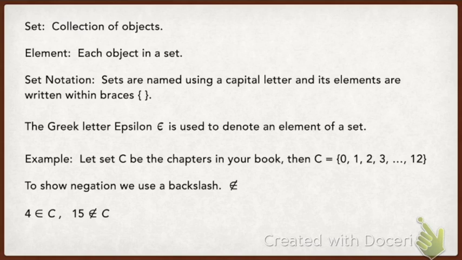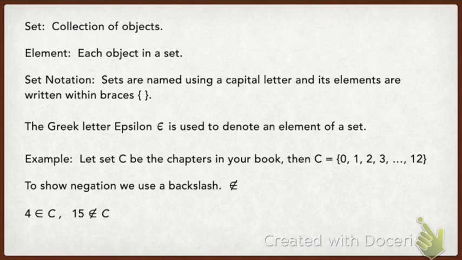Let C be the chapters in your textbook. Then C equals, in braces, 0, 1, 2, 3. You'll notice we have commas between our numbers. Once we establish a pattern, usually after 3, maybe 4 elements, we can use a dot, dot, dot, which is an ellipsis, to show what's missing. This one goes through chapter 12, so our last number has to be shown if the set ends. We would have in braces 0, 1, 2, 3, dot, dot, dot, 12. This shows us that chapters 0 through 12 are in this book.